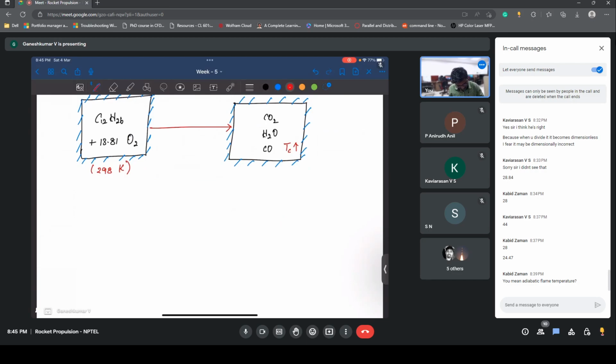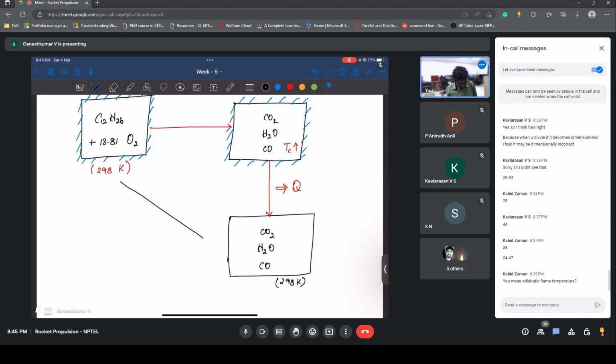Right now, you stop here, and you keep on removing heat from this. In the process, I will remove some heat Q, and then I will cool this down to 298 Kelvin. I started with 298 Kelvin, and then I again reached 298 Kelvin. Now I removed this heat, right? This removal of heat is nothing but heat of combustion. How much heat you can remove from these heated products is what is the heat of combustion.